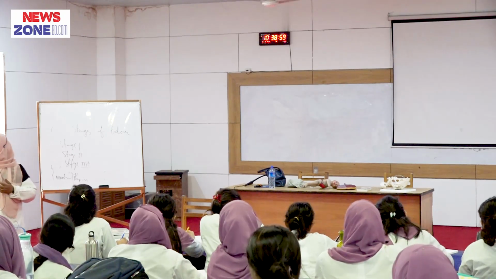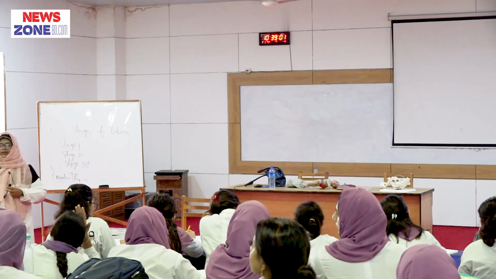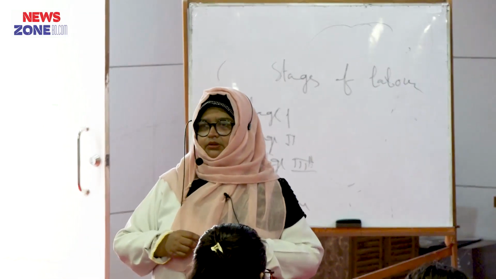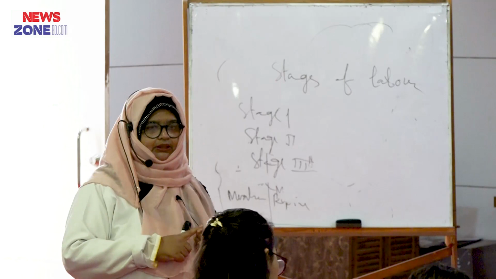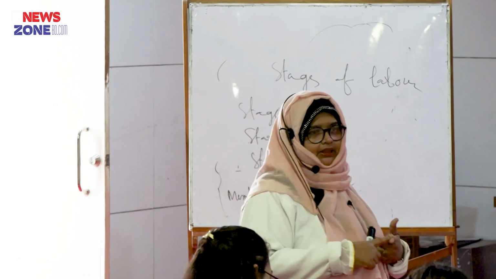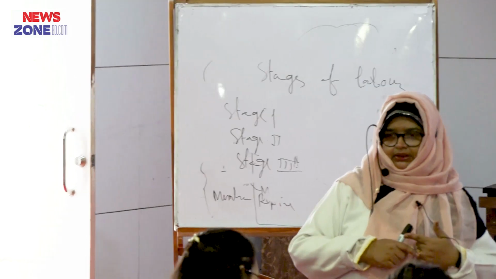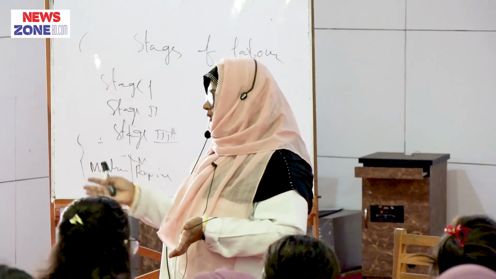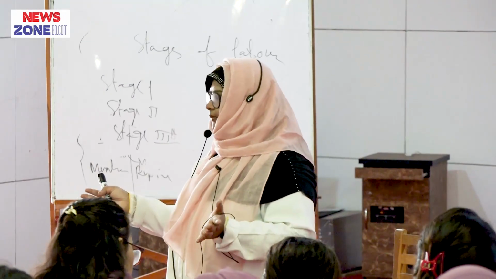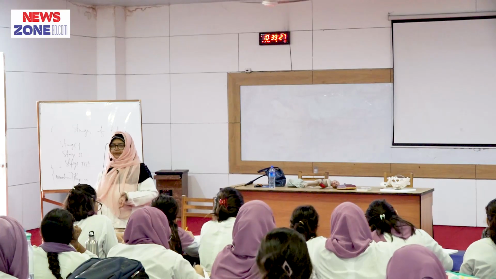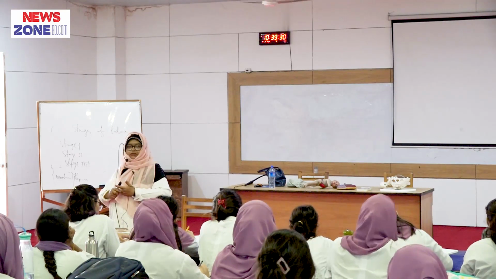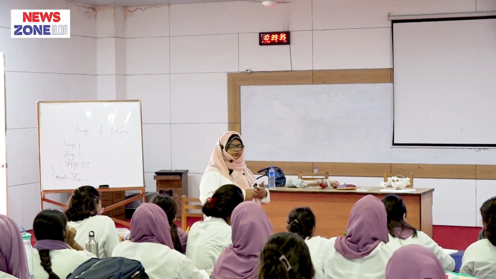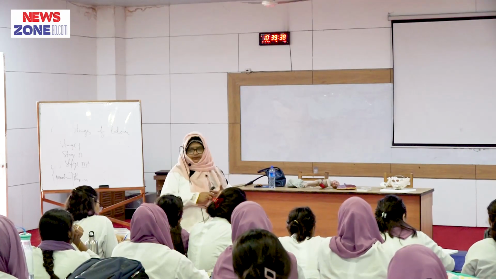Are you following? You should listen, okay? So the first stage of labor, we divide into the latent phase of labor and the active phase of labor. In the latent phase, contraction starts, but up to 3 to 4 centimeter dilatation it takes a long time. That is not actually labor. And after 4 centimeter up to full dilatation, that is called the active phase of labor.